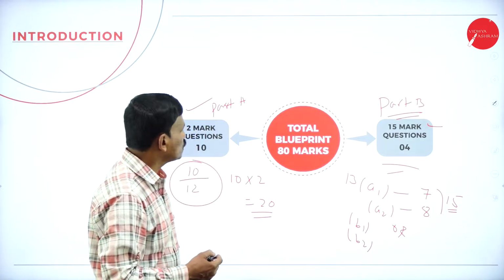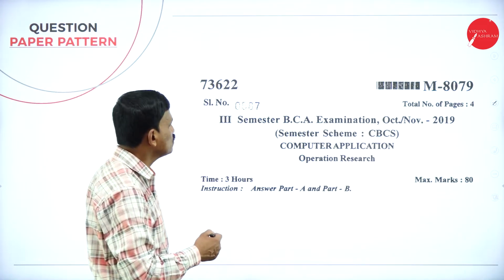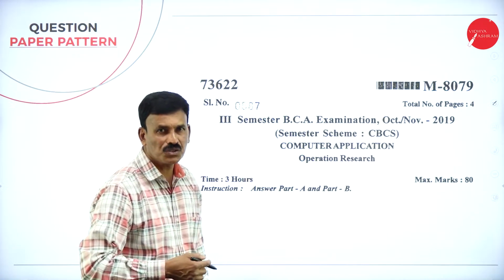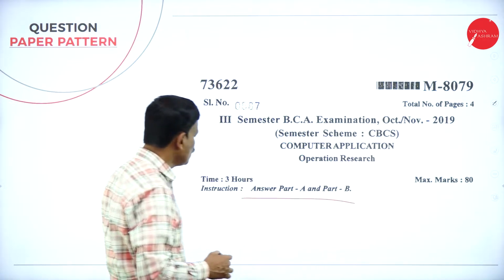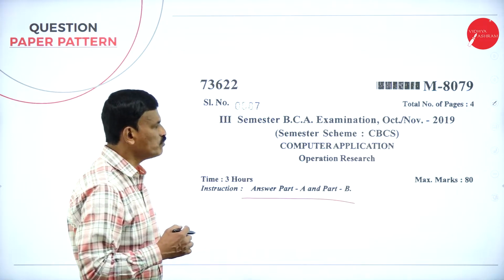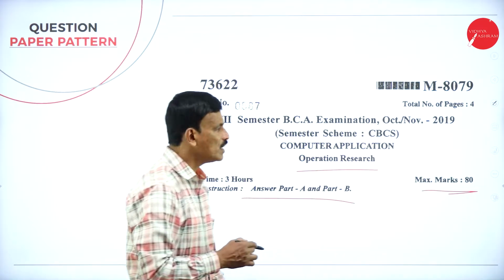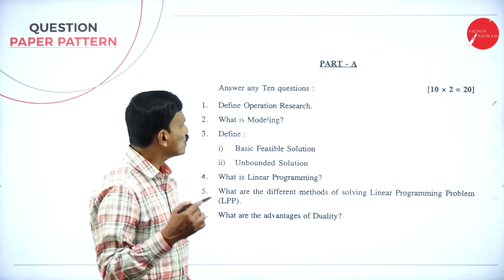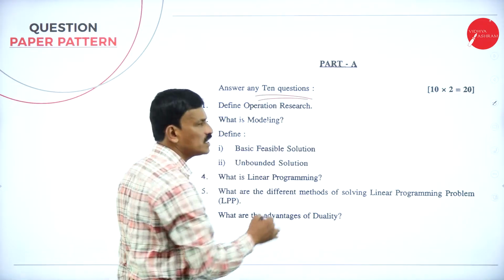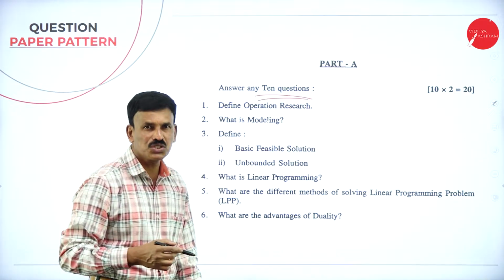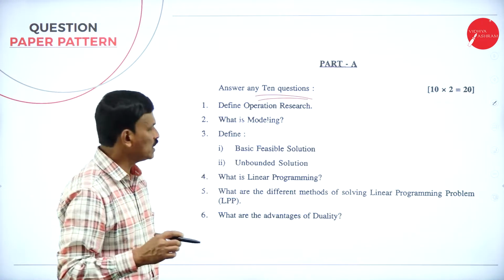Now let us know the question paper pattern. The question paper is like this. This is the 3rd semester B.C.A examination of 2019. What is the instruction given? Answer part A and part B. The maximum marks is 80. Subject: operation research. In part A, answer any 10 questions. Each question carries 2 marks. There are 12 questions, and of these 12 you are going to answer 10 questions.